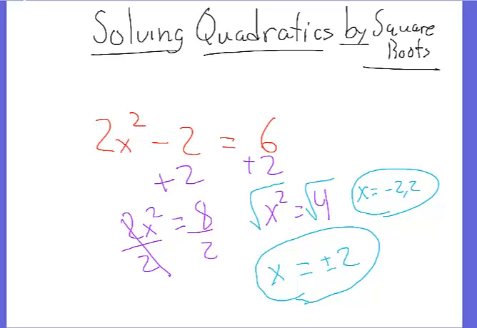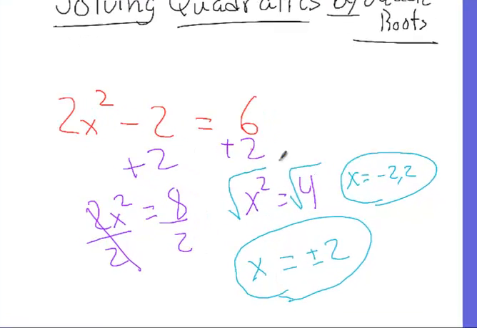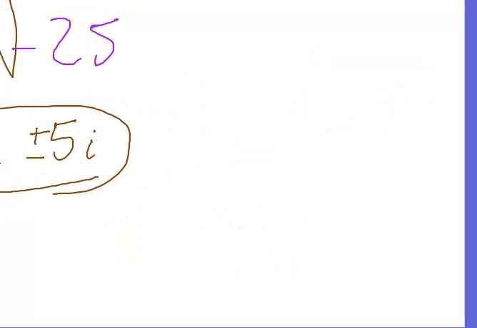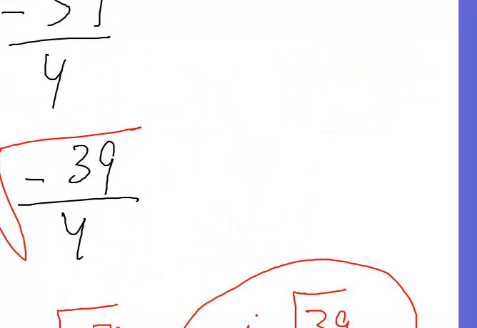And don't forget that when you square root something, it's plus or minus, because you don't know which type of number your answer is. Because when you square a negative and you square a positive, you get the same thing as long as it's the same number.